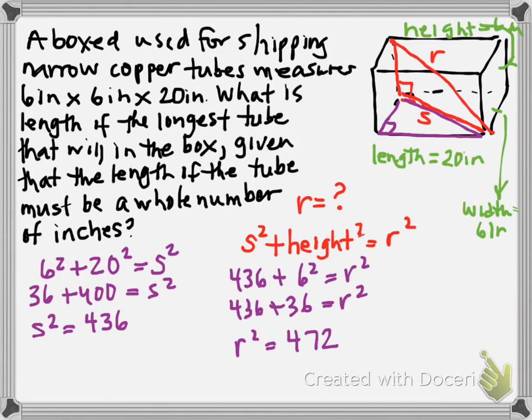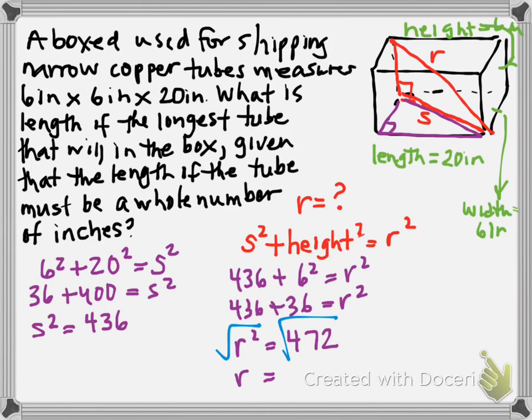And then we don't want to know what r squared is, we want to know what r is. So what are we going to do? Take the square root. Not square, square root. Okay? Square root of r squared is r. And then we're going to take the square root of 472. Now we run into a little bit of a problem if we're not allowed to use a calculator. We don't know what that falls between because we kind of stopped off at 400, right? So 20 squared. So we know it's going to be over 20 squared.